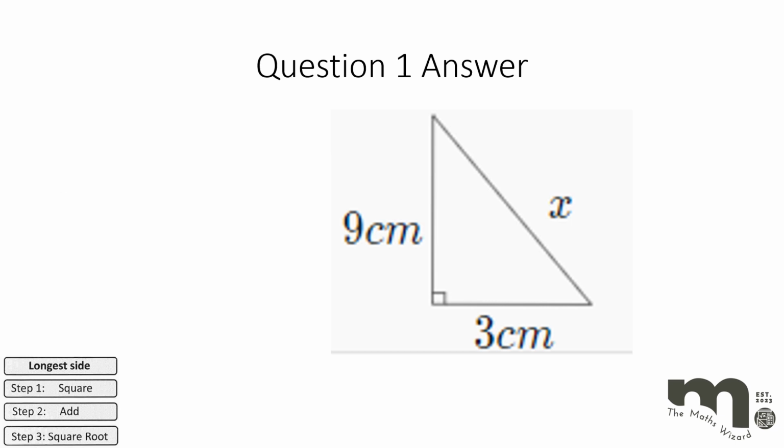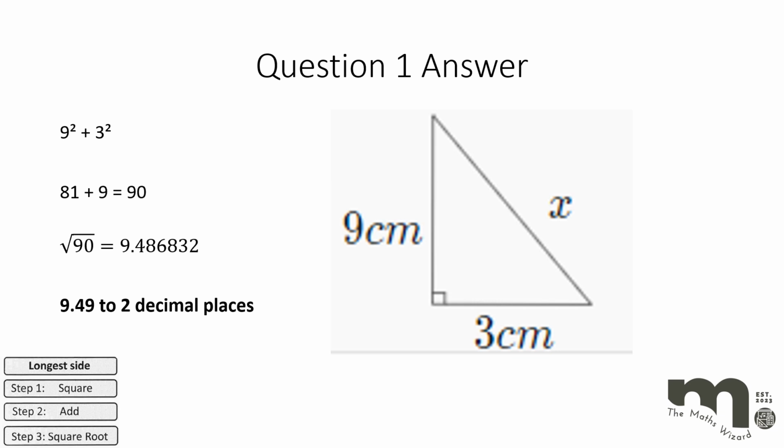Okay, let's have a look at this then. So we've got 9 squared add 3 squared here. So that's 81 add 9. That gives you 90. So that's your c squared. If you then square root this, you get 9.486832. And then rounded to 2 decimal places, this would be 9.49 on that one.